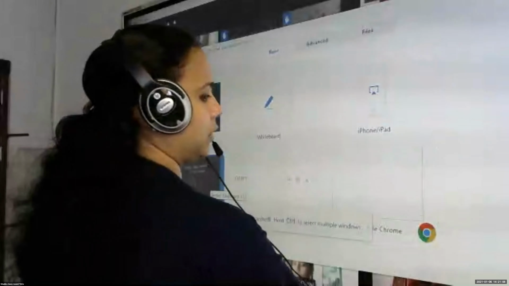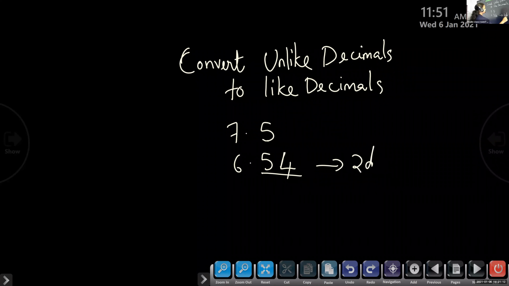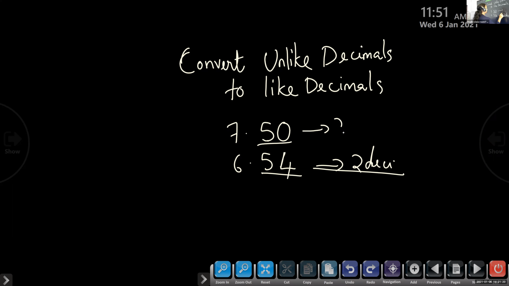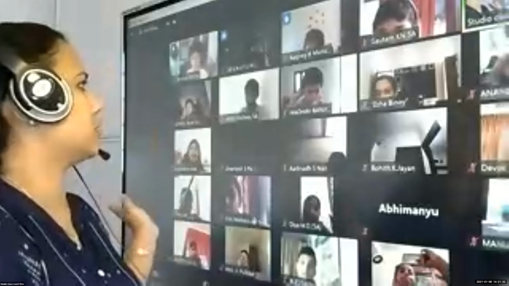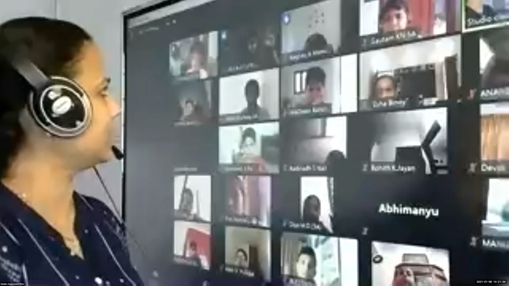Here I have 2 decimal places. This is the maximum. Here I have only 1. What will I do? I will place 1 zero. Then here also 2 decimal places, here also 2 decimal places. So they will become like decimals. So children, very easy. What you have to do is add zeros to the right of the decimal places.